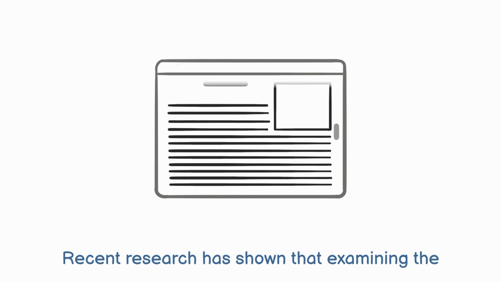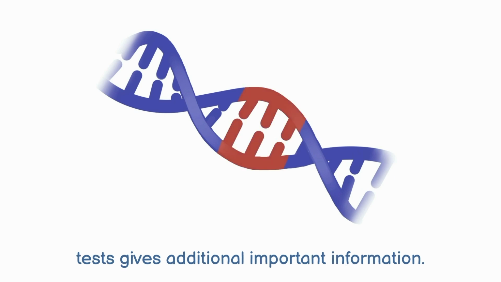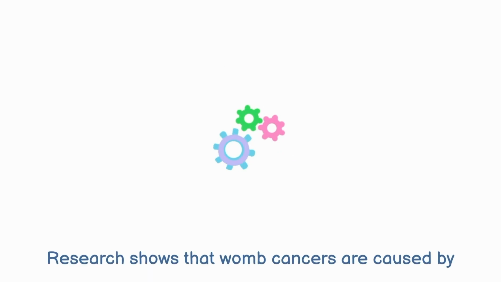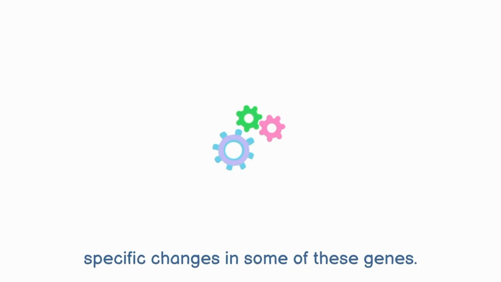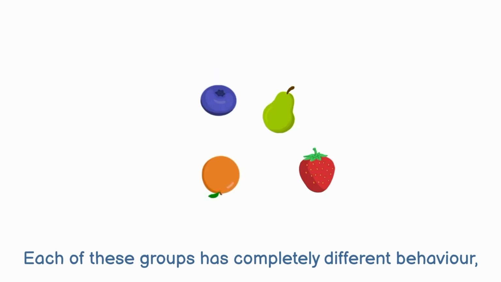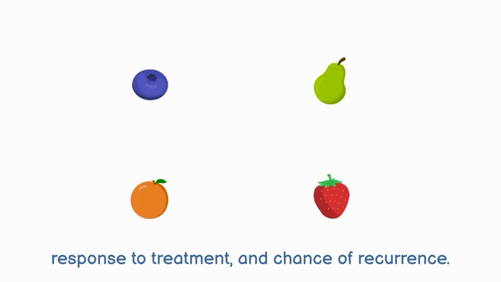Recent research has shown that examining the gene changes in cancer cells using various tests gives additional important information. Let us look more closely at these tests. Genes are short sections of DNA inside cells that form the instruction manual for our body. Research shows that womb cancers are caused by specific changes in some of these genes. By looking for these changes, we can place these cancers into one of four groups. Each of these groups has completely different behaviour, response to treatment, and chance of recurrence.